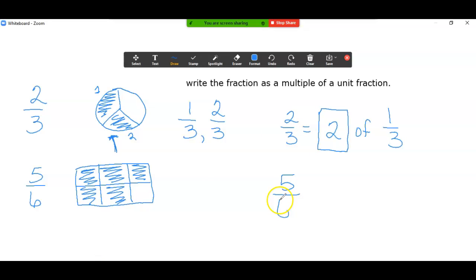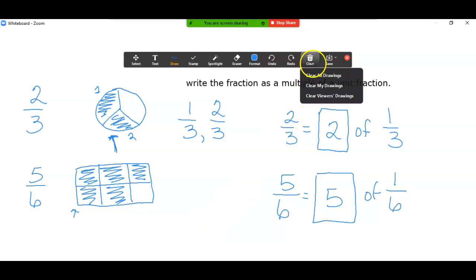So 5/6 is how many groups of, what is one piece worth? Just one. 1/6. So 1/6 is our unit fraction. So how many 1/6 do I have? 5. Okay? It really is that simple. So if you're going, okay, that's super, super easy, it is. Okay? I'm going to do one more. No, I'm going to do all of these with models because they are pretty easy models.